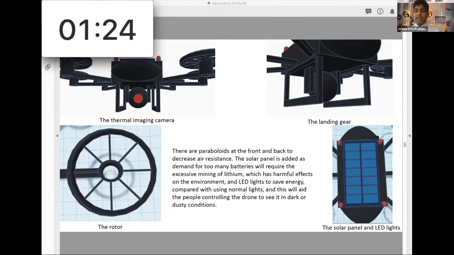I have the LED lights, and this is to save energy, because if you use normal lights, it takes more energy per second, and this is not helpful. The LED light will also aid the people controlling the drone to see in dark or dusty conditions.